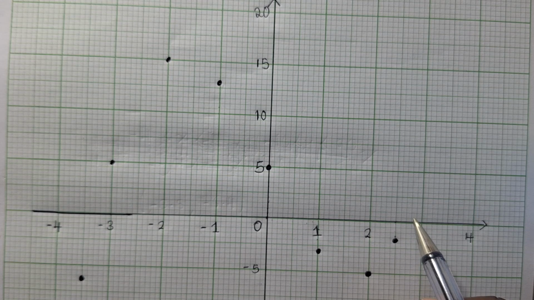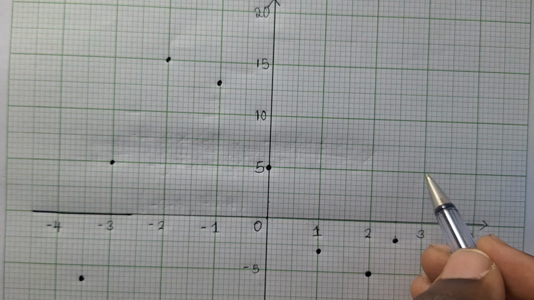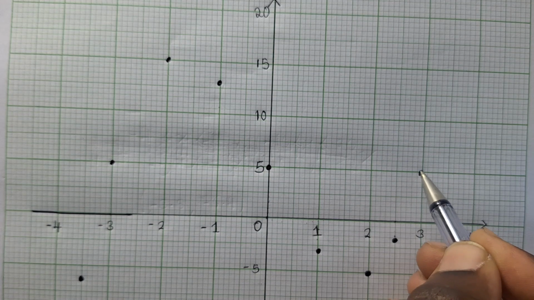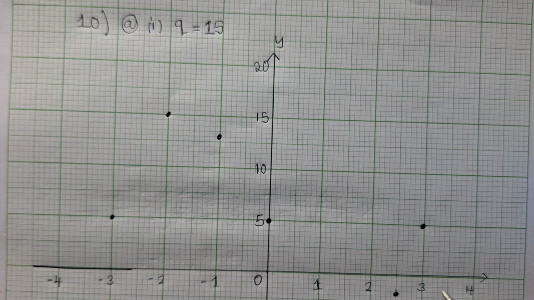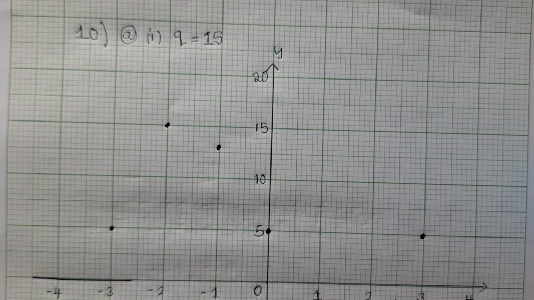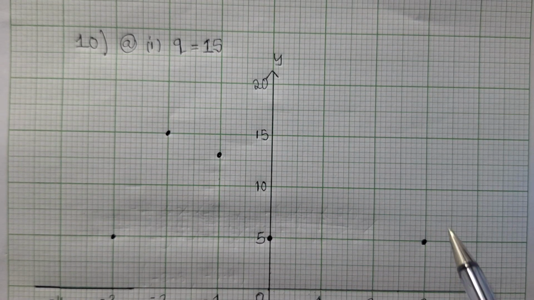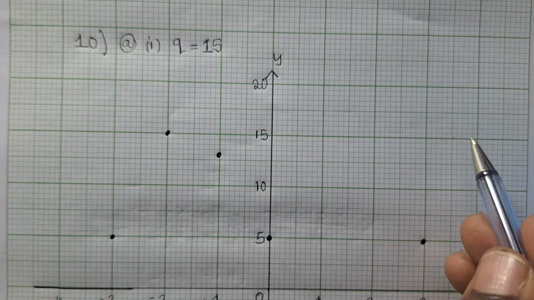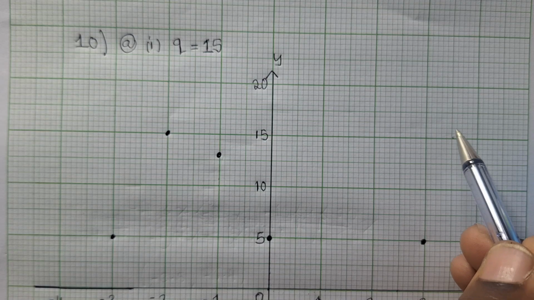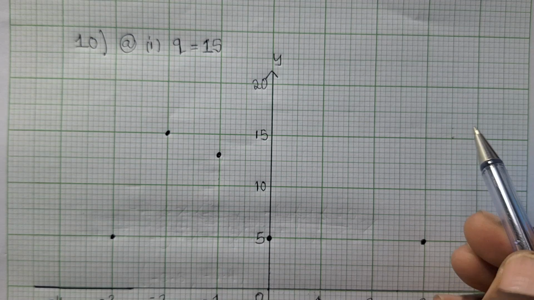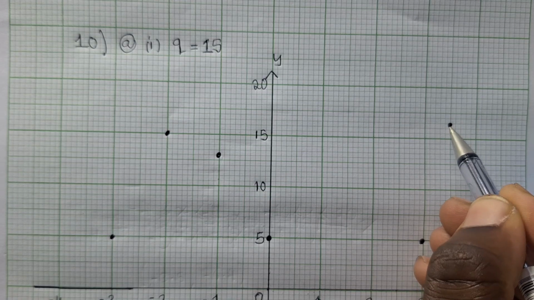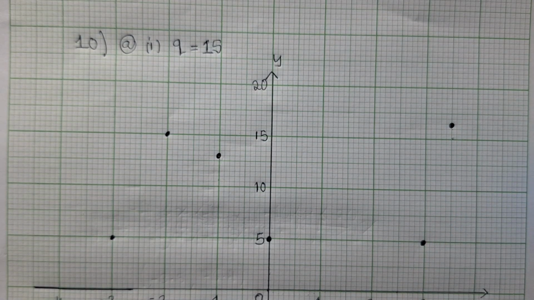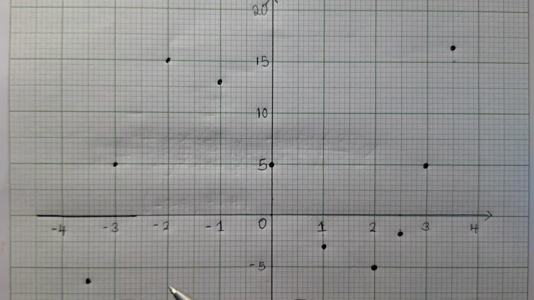The next one is 3, 5. So 3, 5 is supposed to be here. Next one is 3.5, 16.4. So 3.5 is automatically supposed to be right here. And then this is 15, 16.4, which is supposed to be right over here. So I've identified the points. My job now is just to join these points.